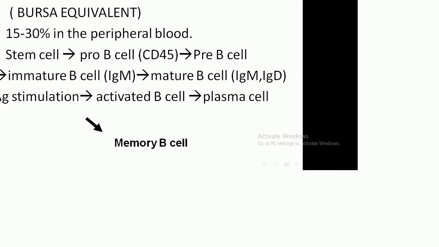Well, the second cell is the B lymphocyte, which is derived from the bone marrow, or called bursa equivalent in the birds, and it constitutes 15 to 30%. They arise from the stem cell, progenitor B cells, precursor B cell, immature B cells, mature B cell, and then with antigen stimulation will become activated B cell, plasma cell and memory B cell. And this is the receptor which is present on its cell surface to distinguish its type.